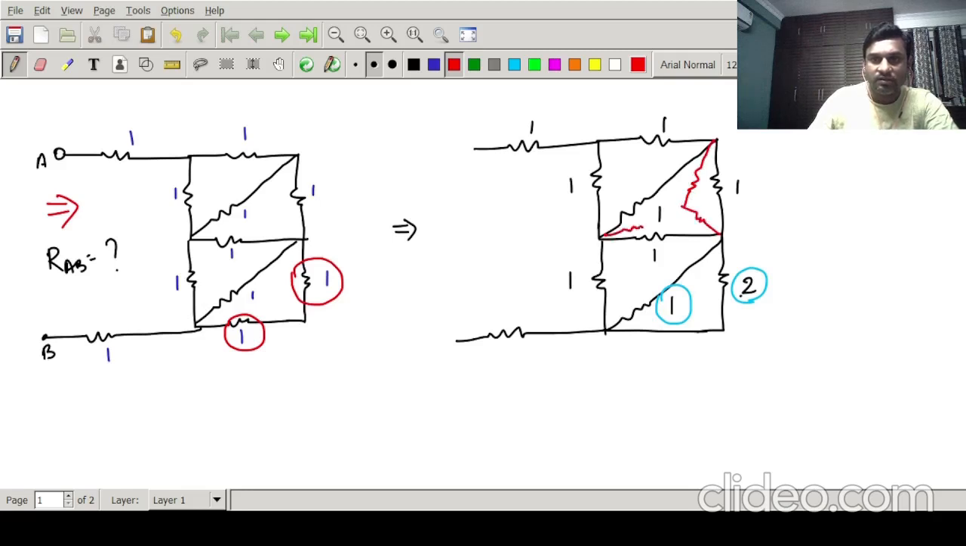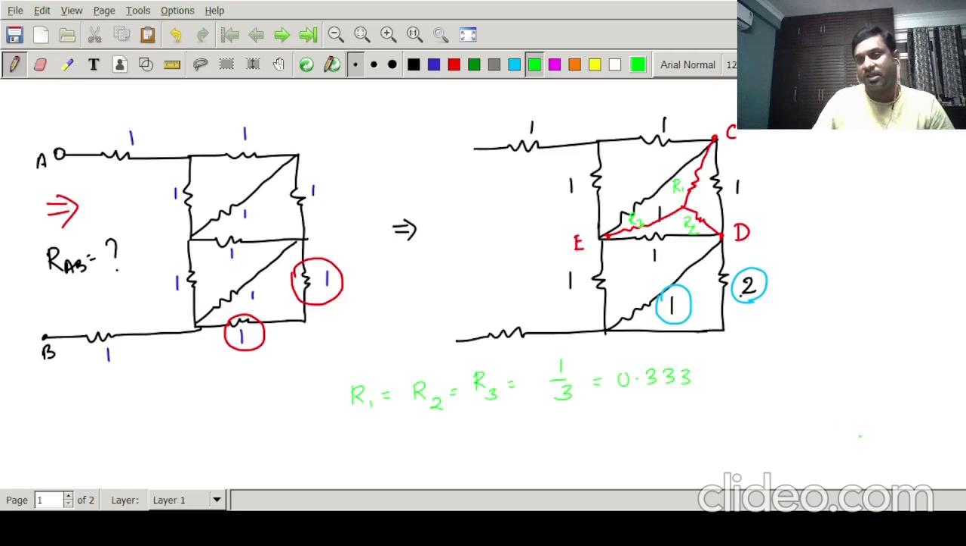This delta, I can rename: this is the node C, this is the node D, this is the node E. In this delta C, D, E, let this be R1, this be R2, and this be R3. The resistances between CD, CE and DE are equal, so I can find that R1 equals R2 equals R3 equals 1 by 3, or I can write 0.333.